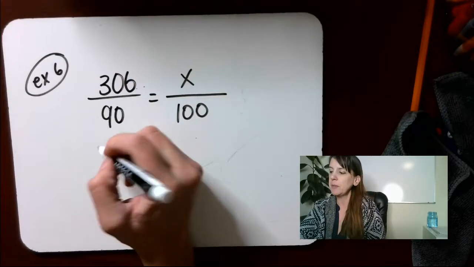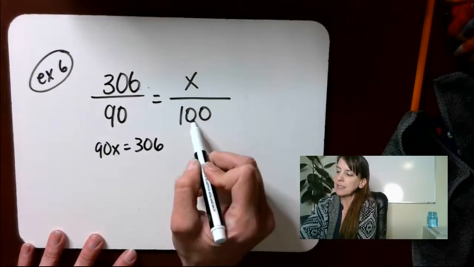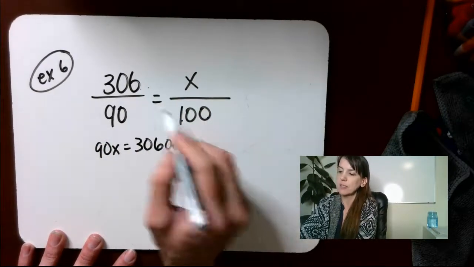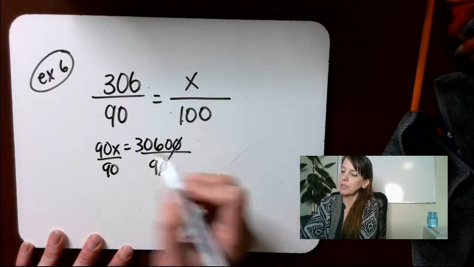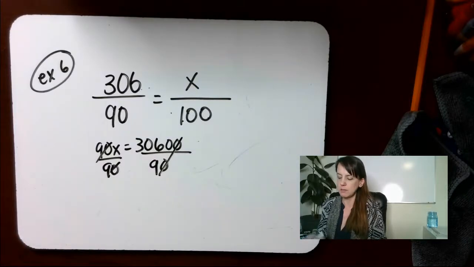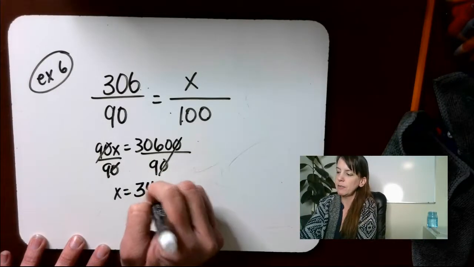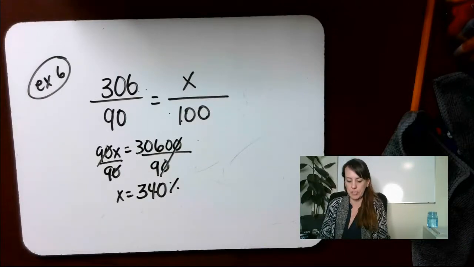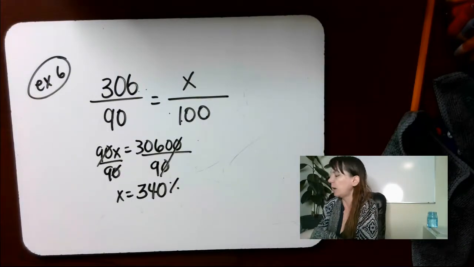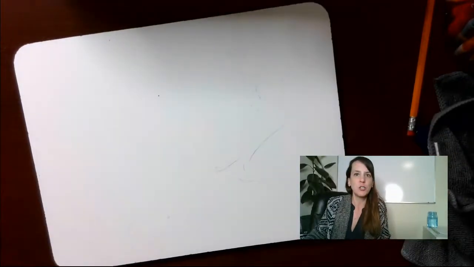So cross multiply, I get 90x equals 306 with 2 zeros, because I did 306 times 1, right? Divided by 90. Lob those zeros off because I'm lazy. Saves me a step. 3060 divided by 9 gives me x equals 340. So this would be percent, right? So 340%.